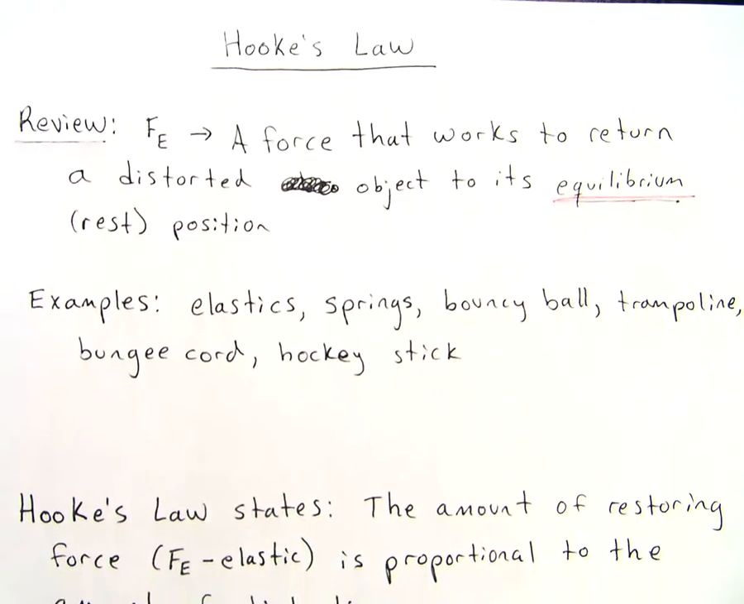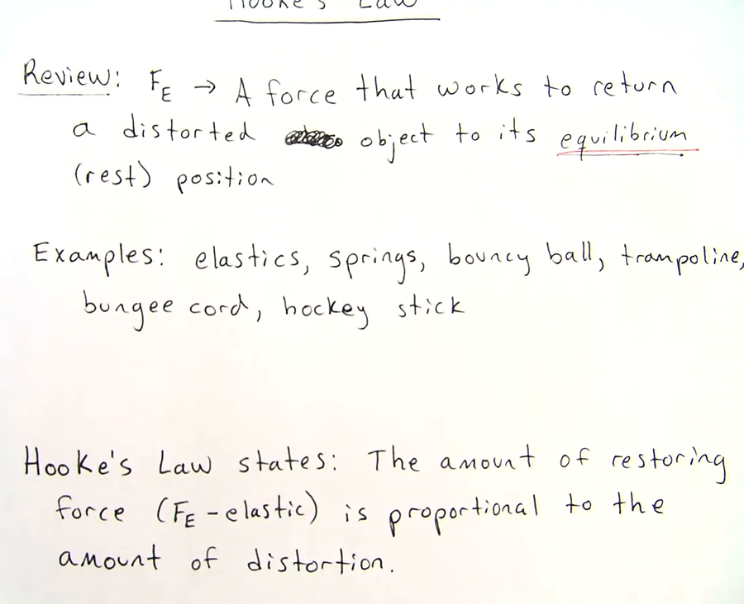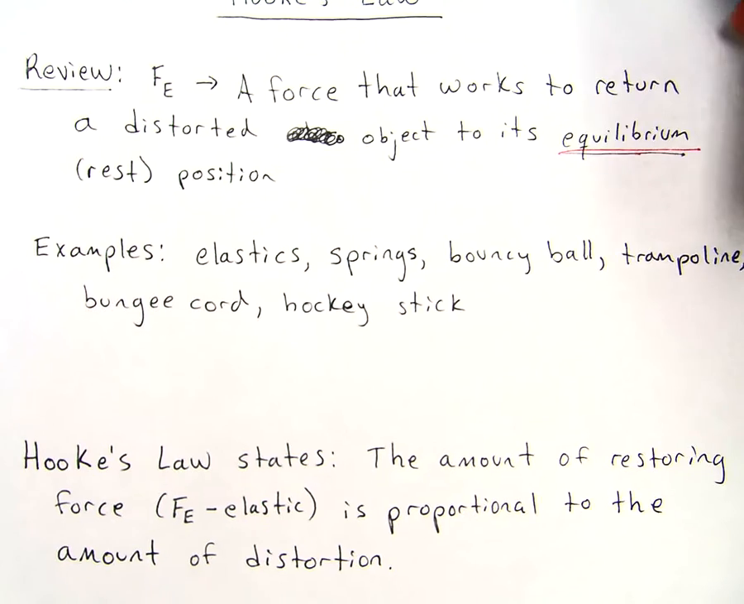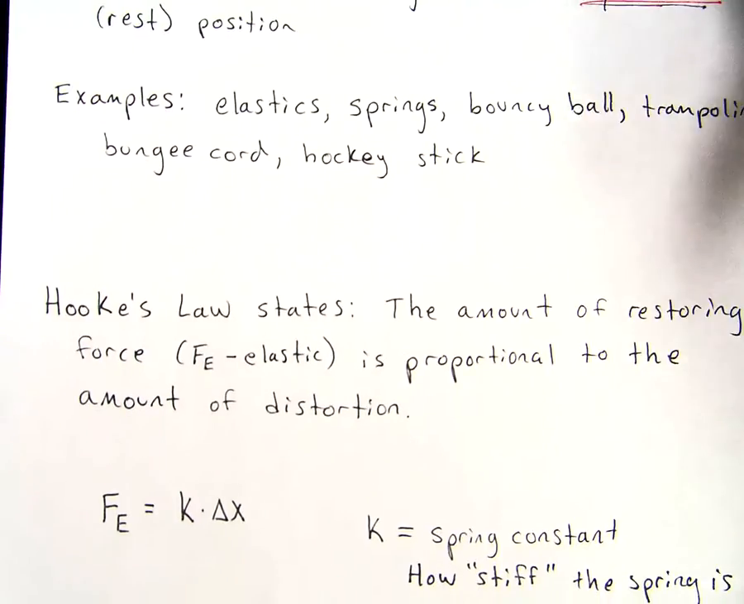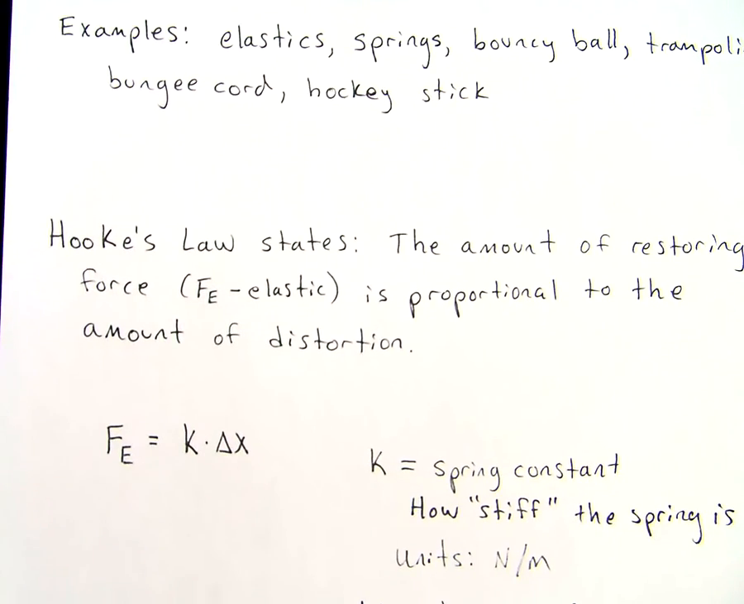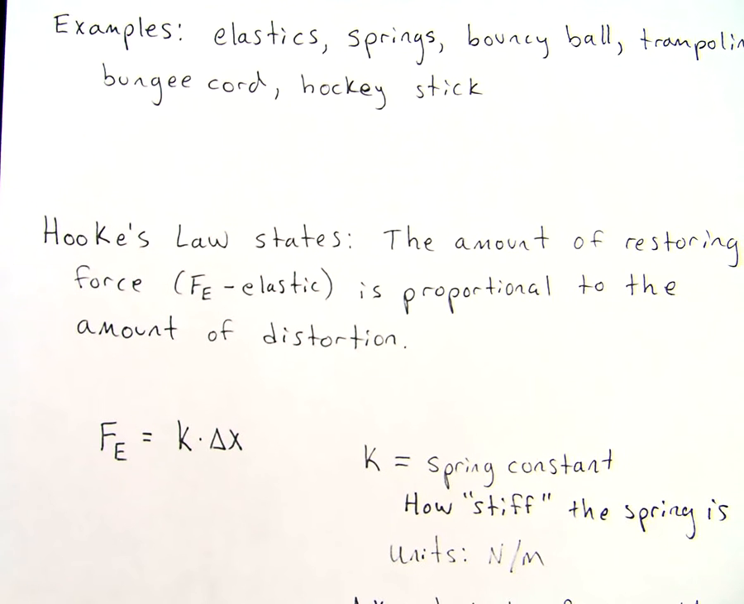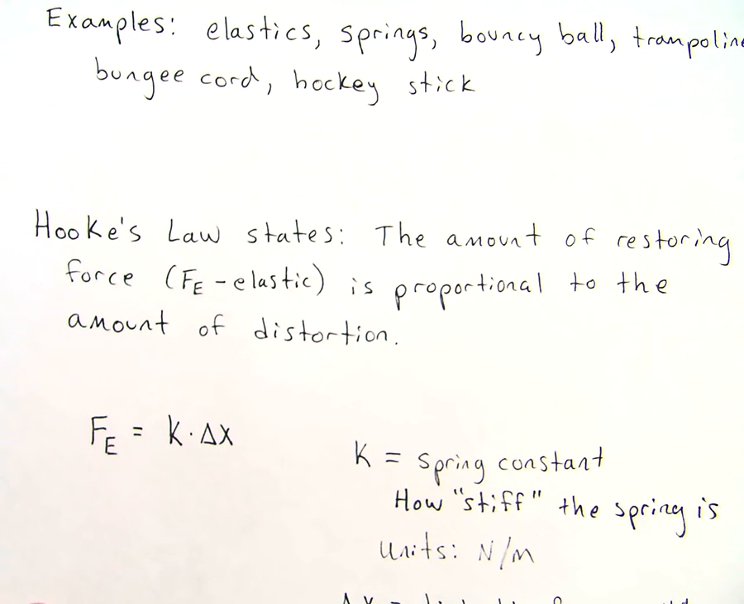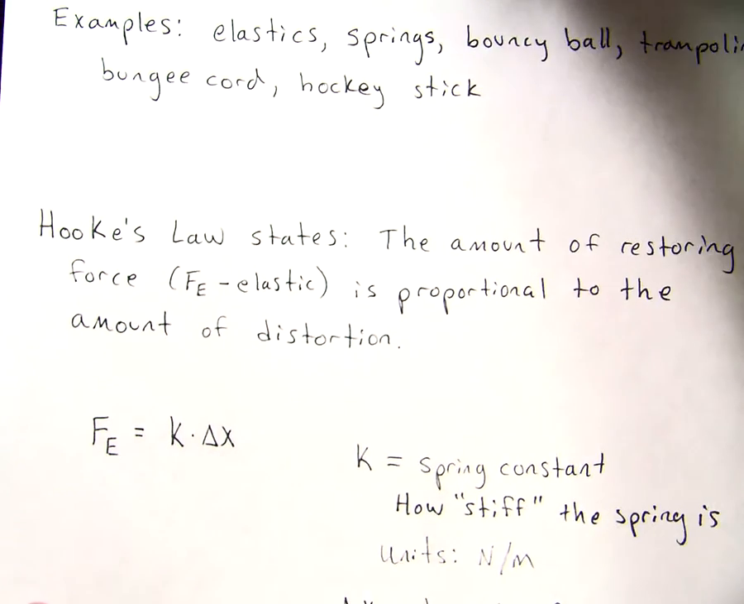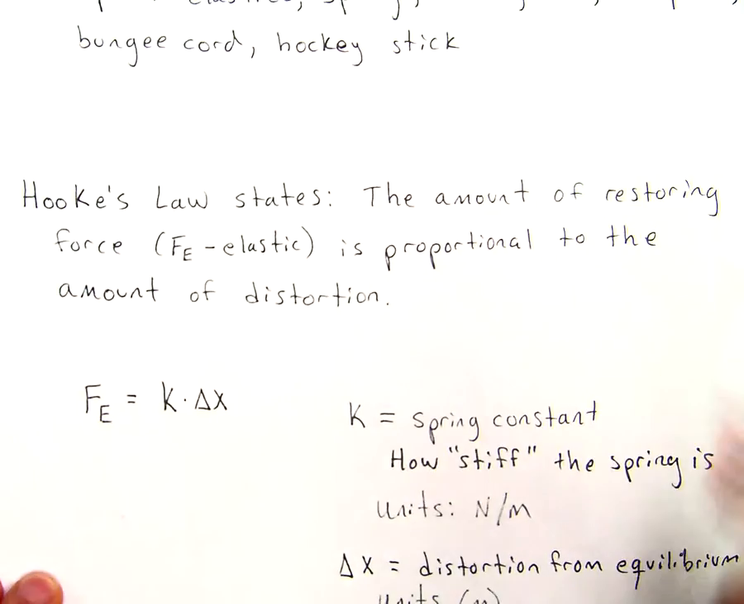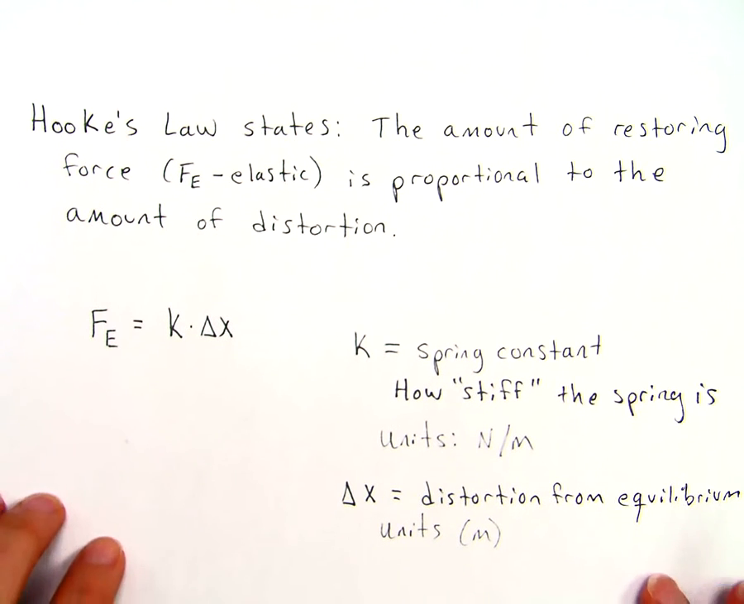Hooke's law states that the amount of restoring force, or Fe, that elastic force, is proportional to the amount of distortion. And we can write this in a really simple formula. Fe, the elastic force, is equal to k times delta x. Now note, this is a lowercase k, and this is something that's new to us. This is something that we're going to call a spring constant. And the spring constant is just how stiff the spring is. We're going to use the units of newtons per meter.